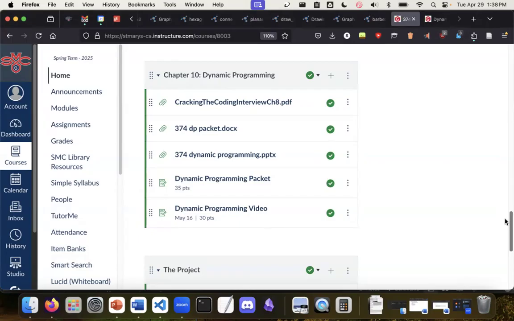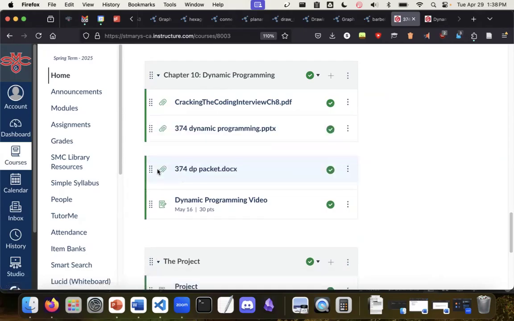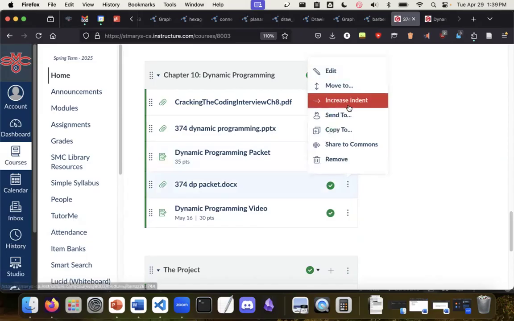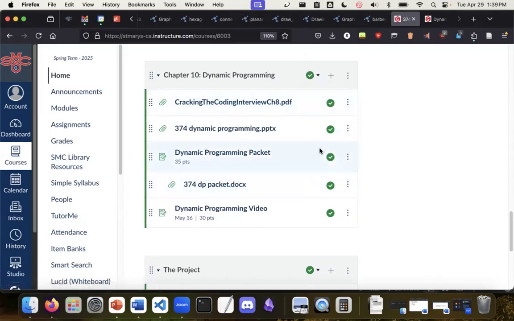Dynamic programming as a whole is fairly difficult, and so we're going to probably spend the rest of our time in this class practicing. So there's a new unit up. The reading is here in case you wanted to refer to that again. I've got the slides here and the packet. Maybe I will reorder this so that it makes sense. So the slides and the packet, and there will be a video assignment.